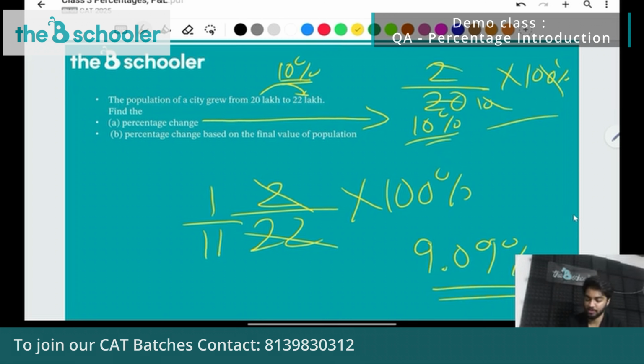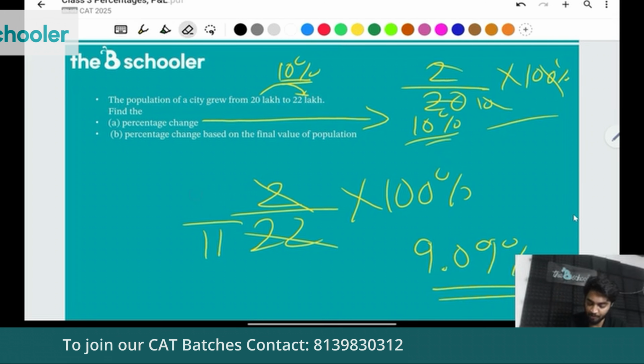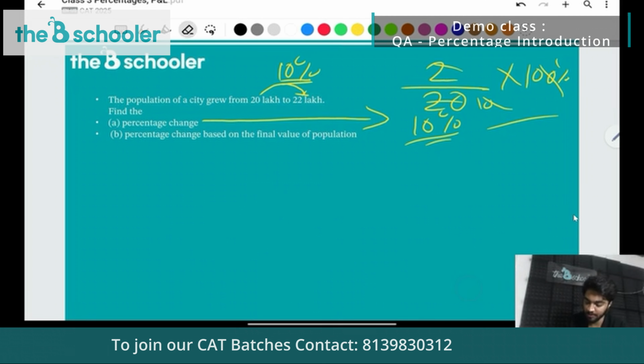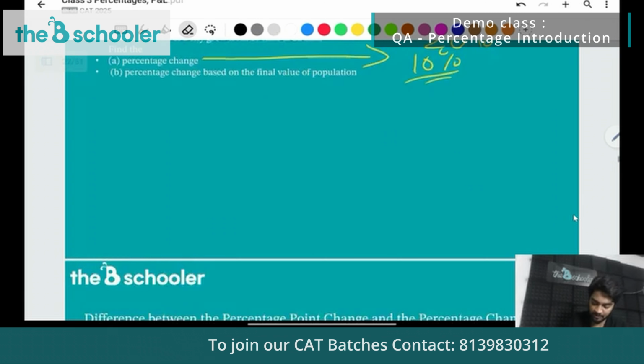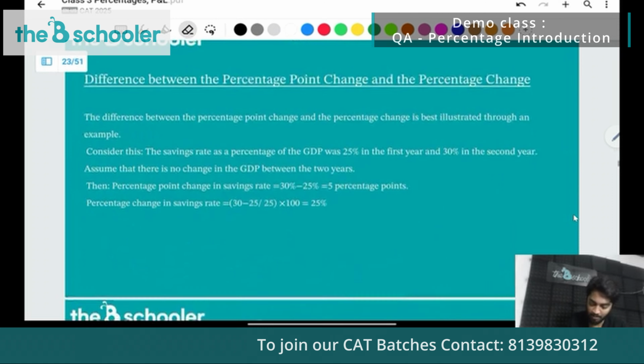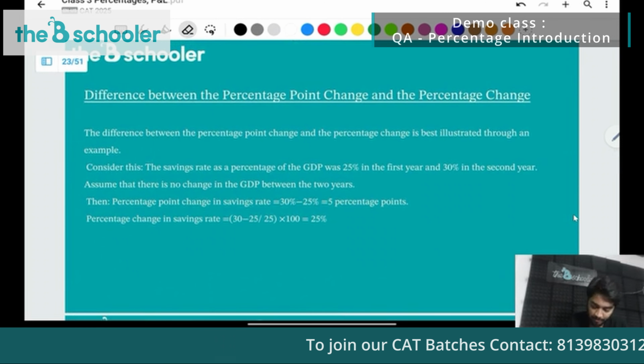Okay, you use this, so that's great. Once you get more and more comfortable, your speed is going to increase a lot. This is what we need in CAT as well. Okay, is that clear? Now, one more term, it is also a very easy concept.